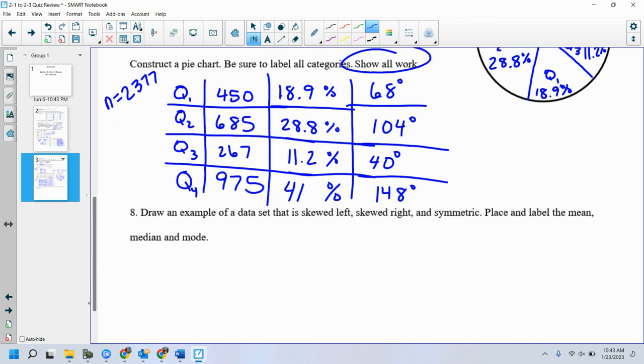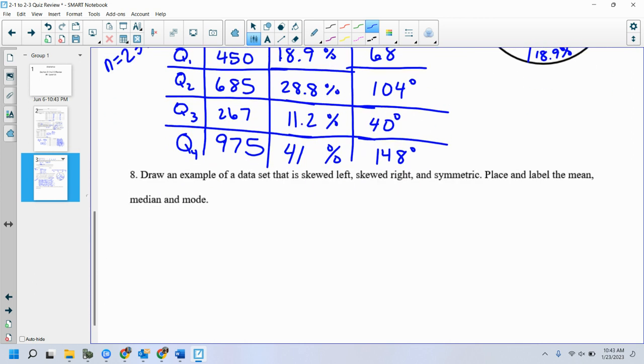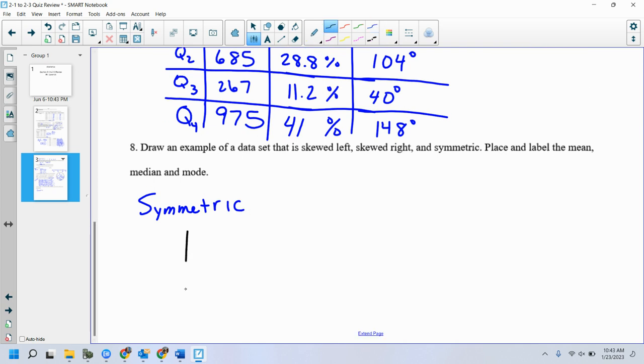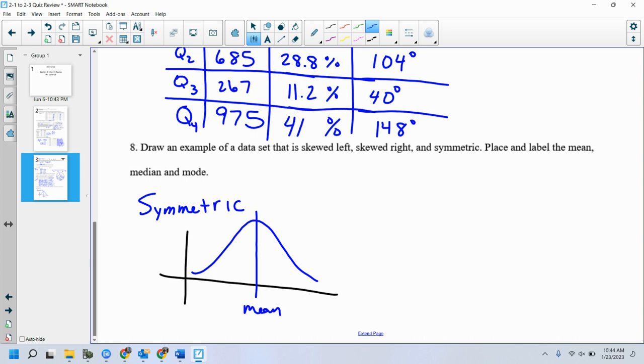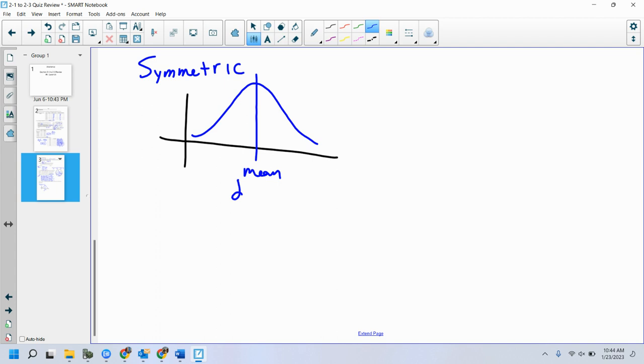All right, let's finish this off and draw a skewed left, skewed right, and symmetric. Easiest one, let's draw the symmetric. A symmetric graph looks bell-shaped, right? Where the mean, median, and mode all line up exactly on the same spot.